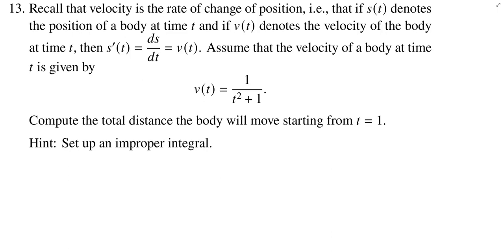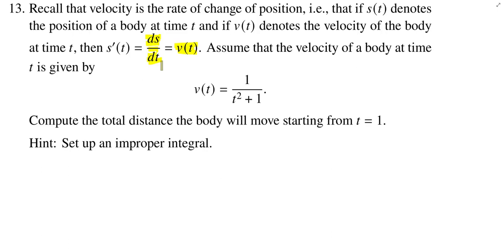So again, we are reminded that velocity is the rate of change of position, right? So the velocity function, v of t, is the derivative. Every time you see rate of change, you should think derivative. So the velocity is the derivative of position. On the other hand, that means that if I anti-differentiate velocity, I should get position back.